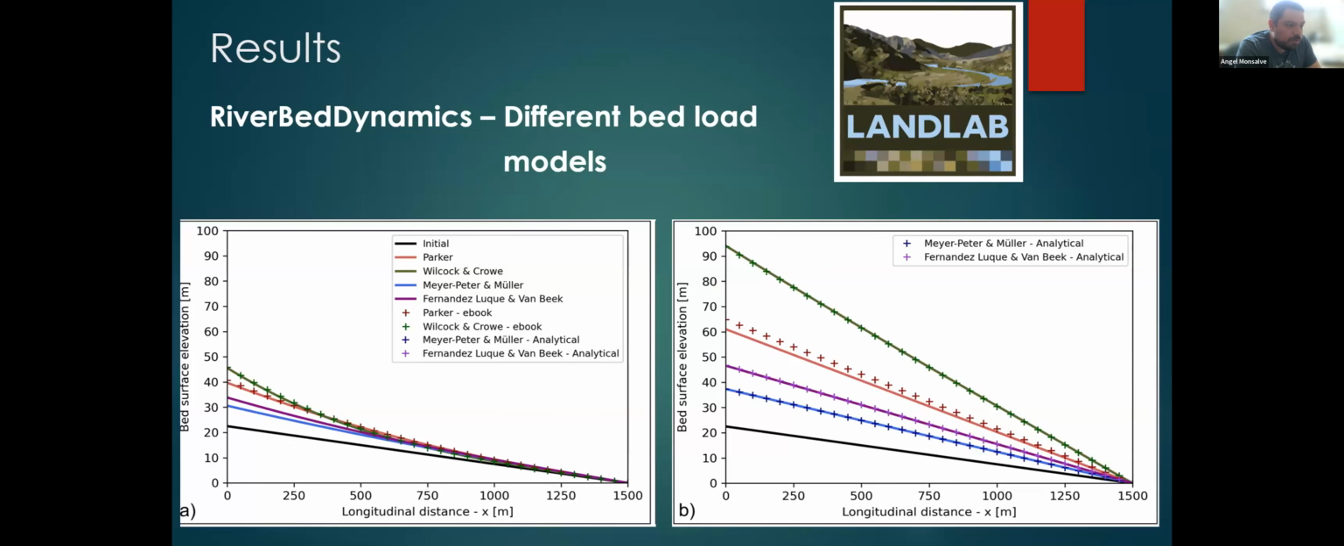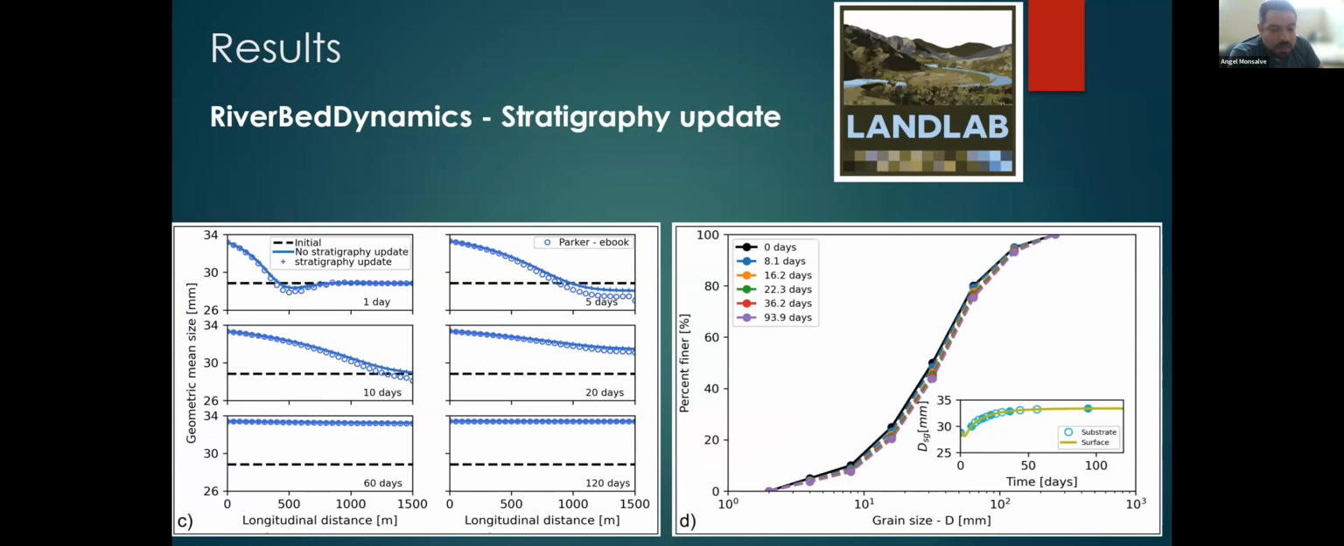And also, with this I'm going to finish, we are also able to track the changes in time and in space of the surface and subsurface grain size distribution. So this is the major difference compared to previous models. And that's it. Thank you.